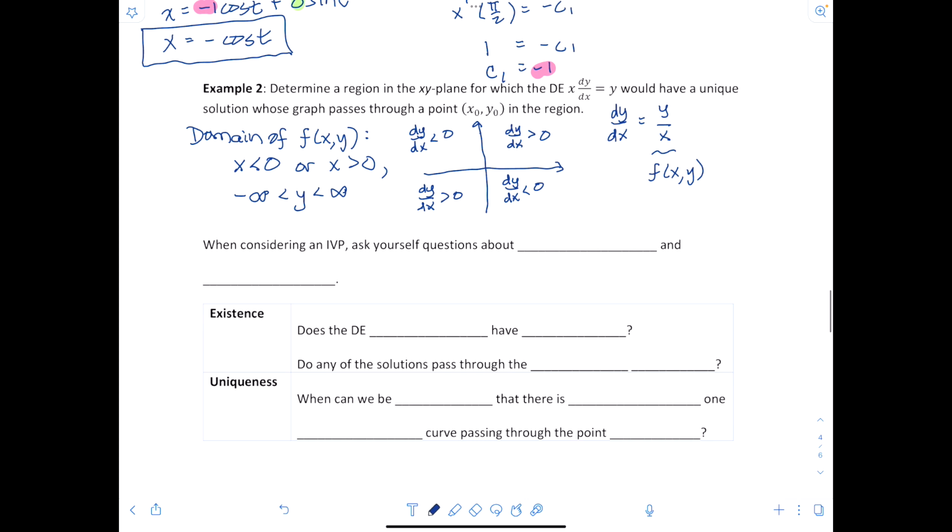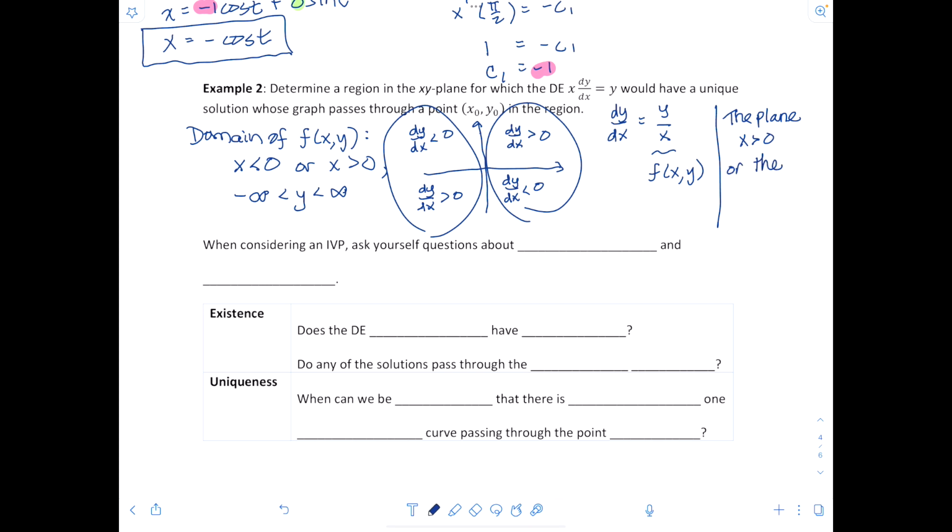So the limitation for what x can take on, and the fact that you're going to wrap this into two different intervals where you can get unique answers in either one of these planes, would be the plane x greater than 0 or the plane x less than 0. Cool?